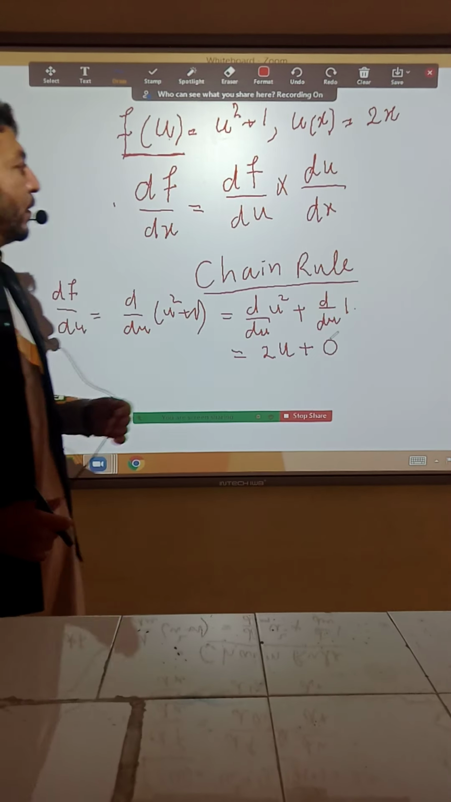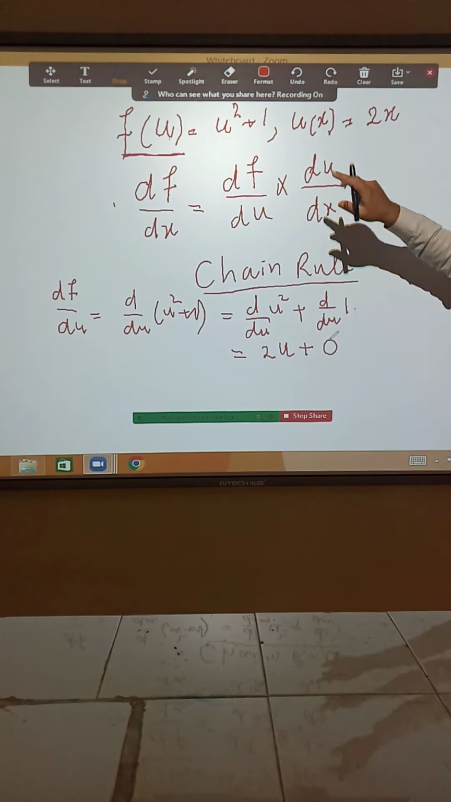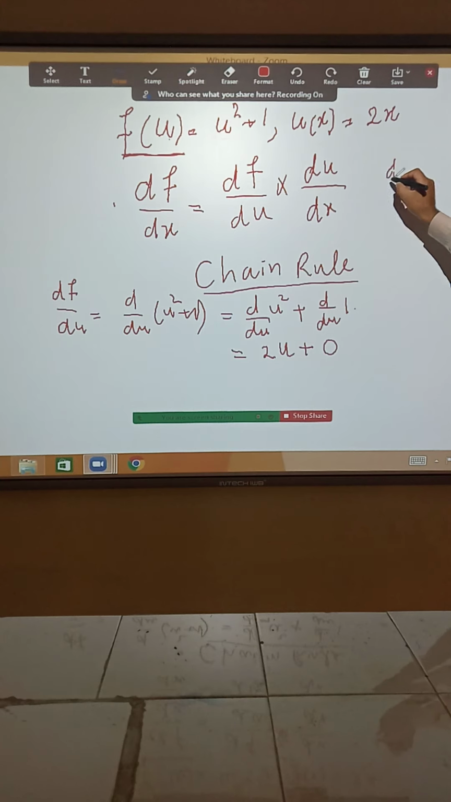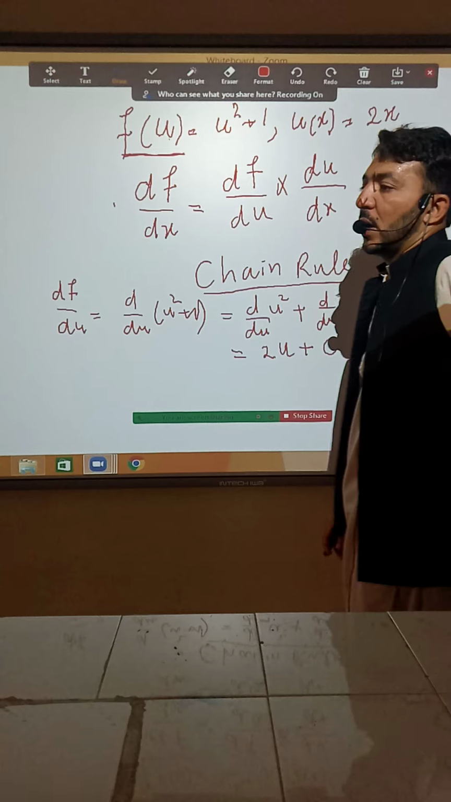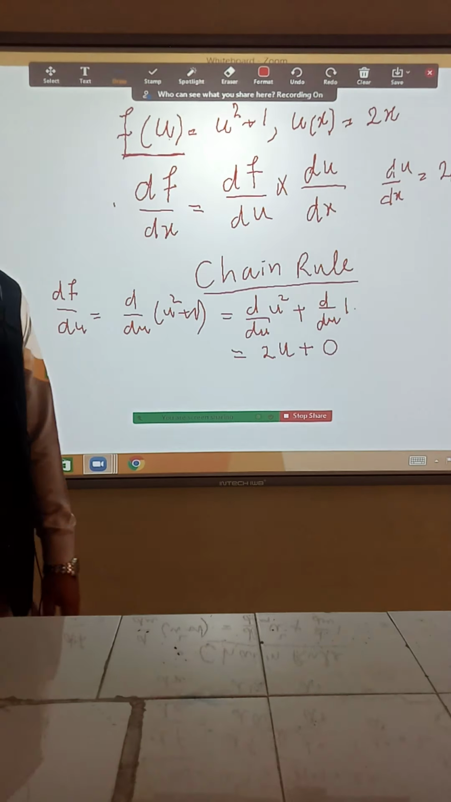Similarly, we will differentiate u with respect to x to find du by dx. So d by dx of u, which is 2x, will be equal to 2. यहाँ पे हम क्या यूज करेंगे? We will use the constant multiple rule.